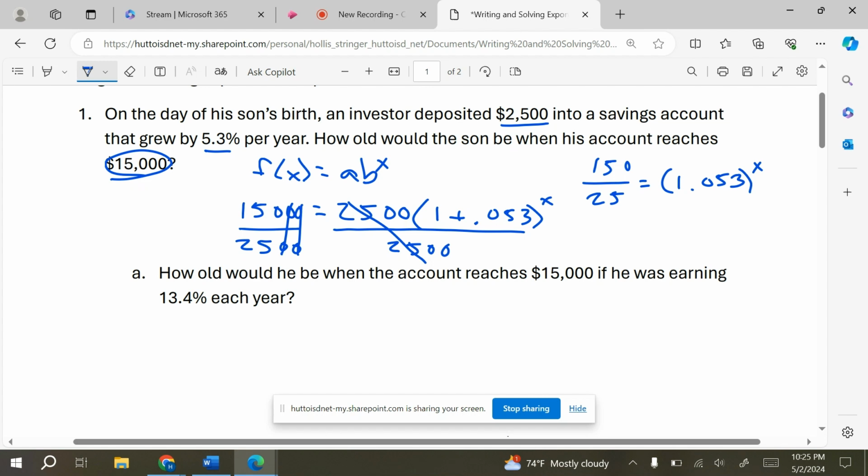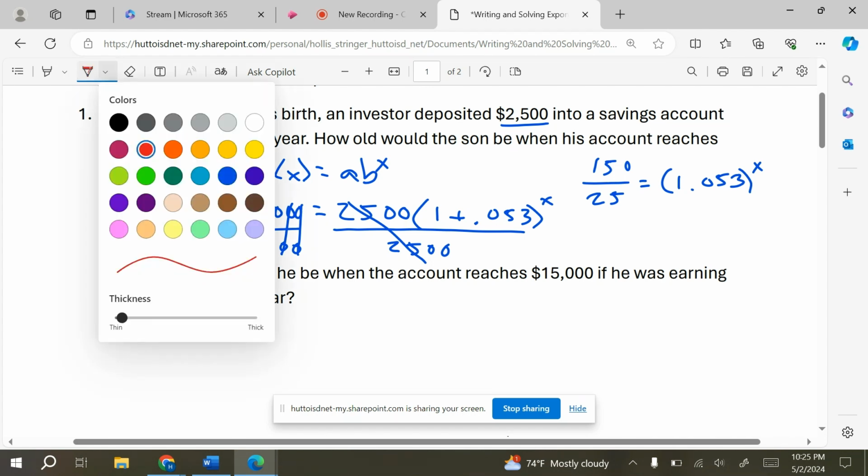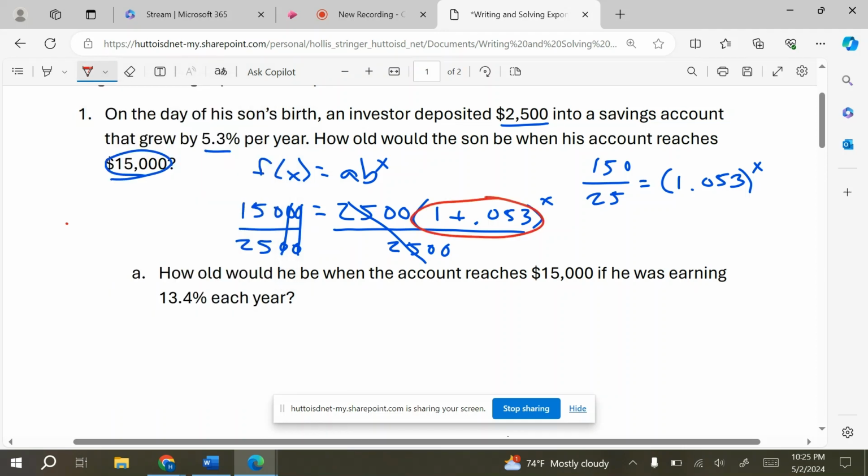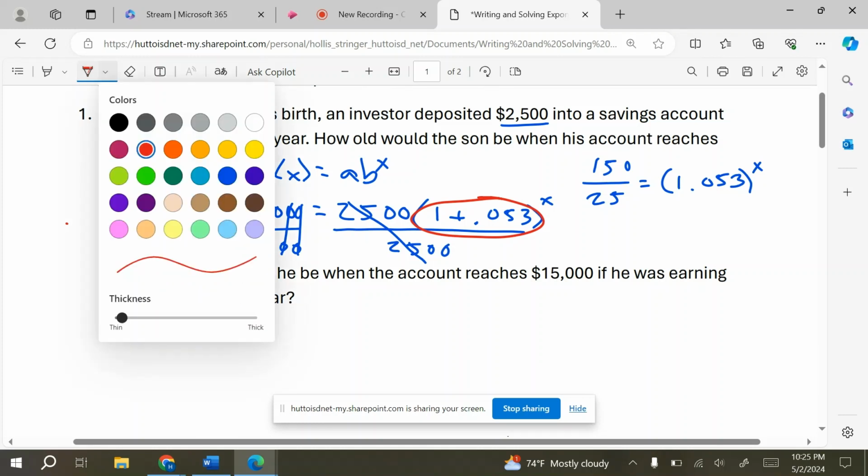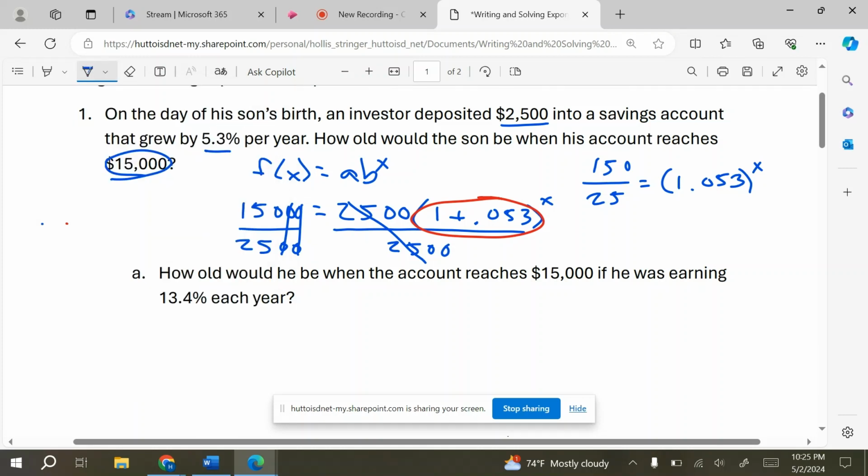If you're not sure why we got 1.053, if you look over here, and I'll circle it in red, 1 plus 0.053 could be put together as 1.053. So it's not wrong either way, but putting it together as 1.053 helps us a little bit better. And then I know I'm solving for an exponent, and in order to solve for an exponent, I have to write the exponential equation in terms of log, right? I have to find the inverse per se.